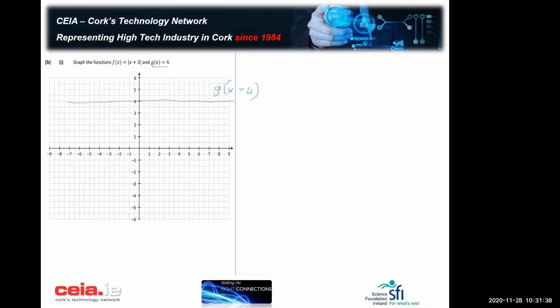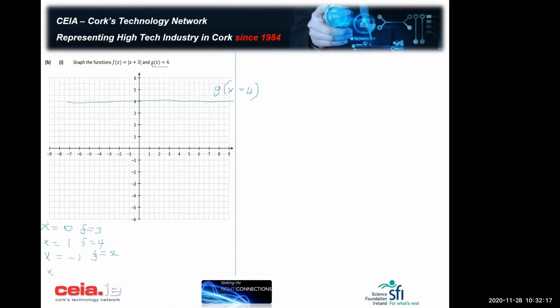Right, now the next one that we have to draw is f of x is equal to the modulus of x plus 3. So what does the modulus of x plus 3 mean? It means that any value we get inside that modulus bracket, if it's negative, it's made positive. So I'll give you an example. So let's start finding some values on that function. So always start, when x is equal to 0, what's f of x equal to? Well, it's going to be equal to 3. If x is equal to 1, f of x is going to be equal to 4. If x is equal to minus 1, f of x is equal to 2.